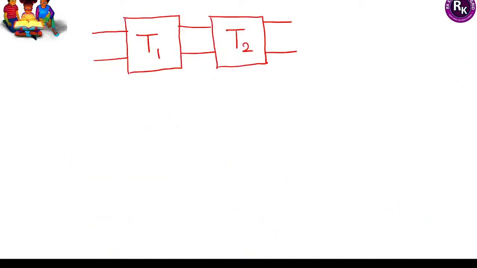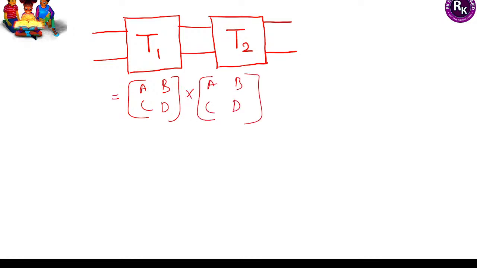Next, when two transmission parameter networks are cascaded with each other, you just have to multiply them. The ABCD matrix of the first network is directly multiplied with the ABCD matrix of the second one, and that becomes the resultant ABCD parameter. So it will be a matrix multiplication.